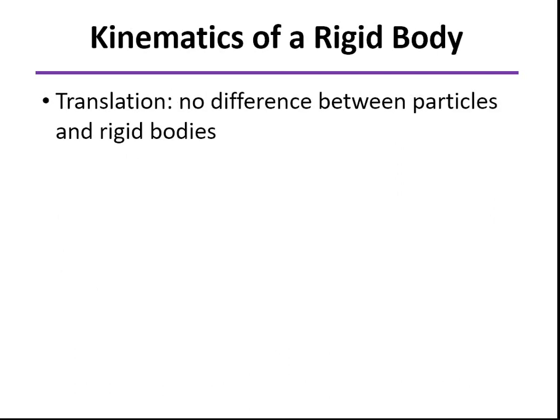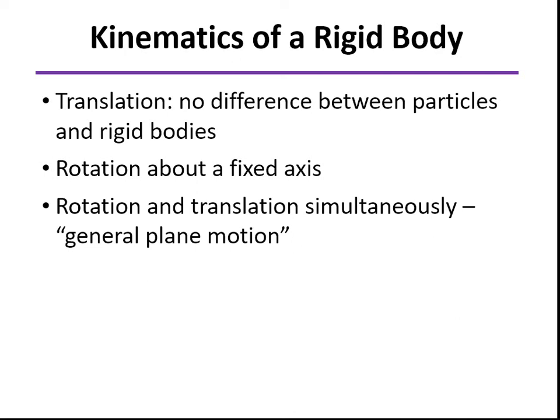Now, if we look at translation of a rigid body, it's exactly the same as a particle, because we're only looking at translation, so the size and the shape don't matter. As far as the kinematics go, we don't have to do anything there. We treat it just the same as we would treat a particle. Then we can look at today's topic, which is what if that rigid body is rotating about a fixed axis. And then the next category is called general plane motion, which means that you have both rotation and translation going on simultaneously.